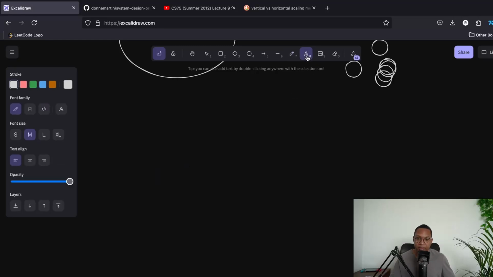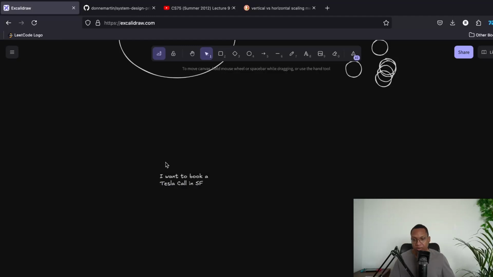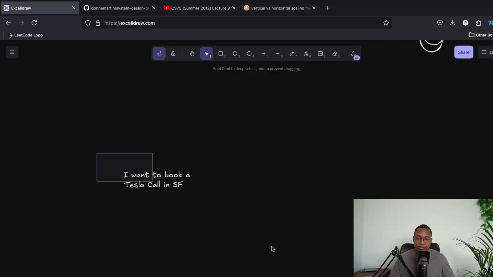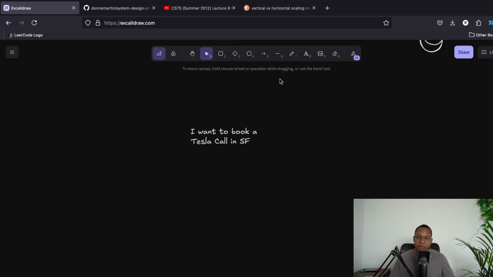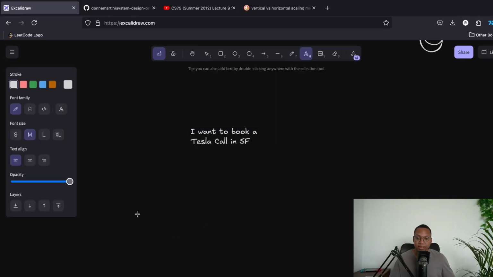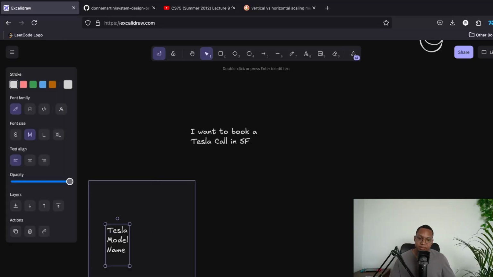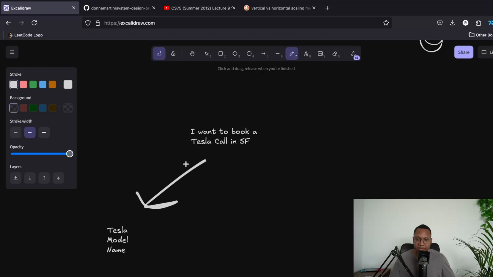So for example, if a user always says, I want to book a Tesla call or something in SF, I don't know. If somebody always wants to book a Tesla call, what you can do is say, okay, instead of writing out all the Tesla information, like this model and this name, you have all this data, right? And instead of filling it out every single time for all 1,000 of these, you just save it, and you just say, oh, well, it's a Tesla. Okay, let's just save it and just grab the data. And we can get that in O of 1.